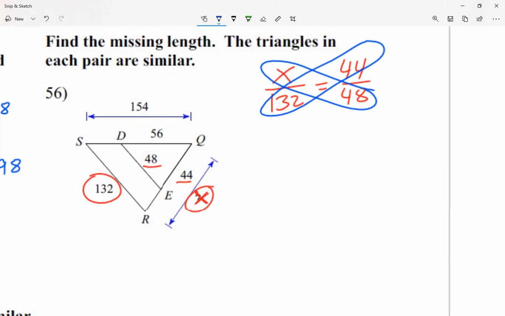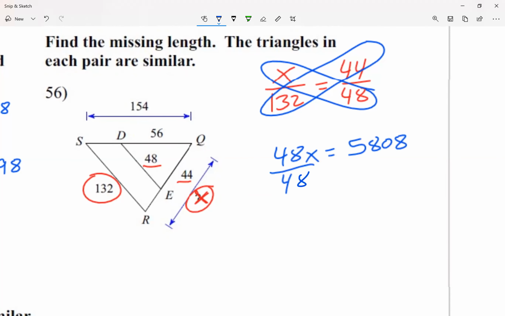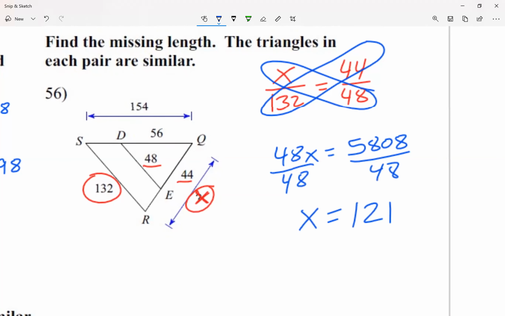Now, if you don't simplify, let me not simplify. We're going to use a calculator. So x times 48 gives me 48x. 132 times 44 gives me 5,808. When I divide both sides by 48, it's going to give me that x is equal to 121.